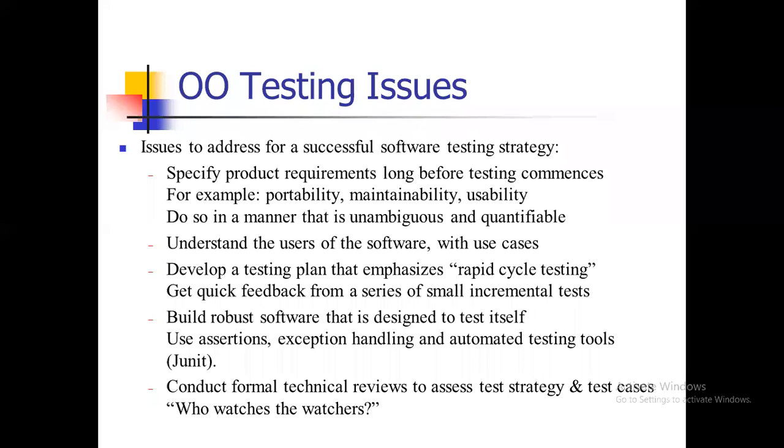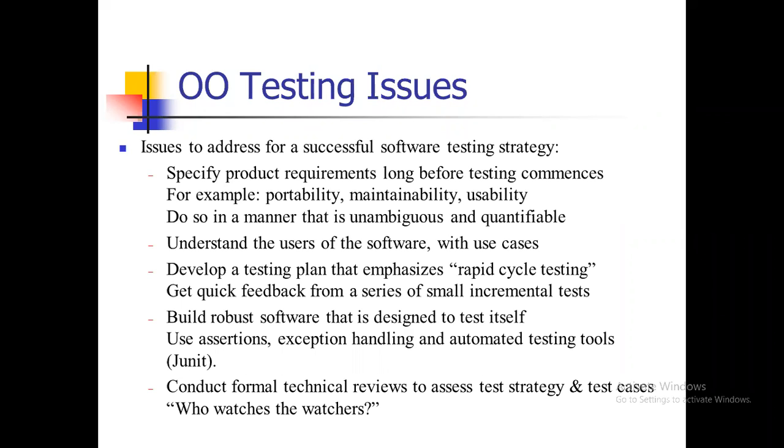Then understand the users of the software with the use cases. Then develop a testing plan that emphasizes rapid cycle testing, getting quick feedback from a series of small incremental tests. Then we have to build robust software that is designed to test itself, using assertions, exception handling, and automated testing tools. JUnit is one of the automated testing tools.